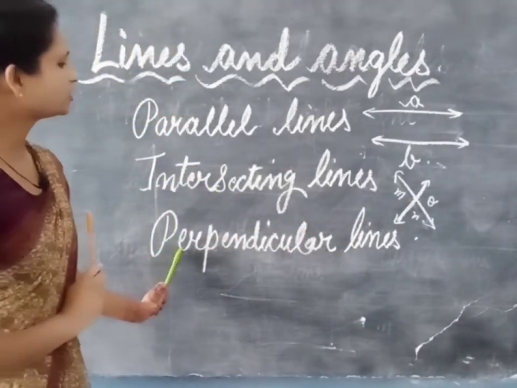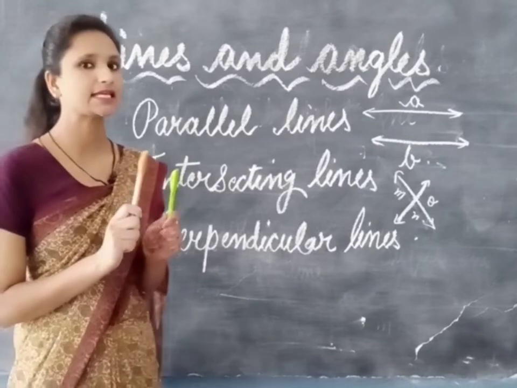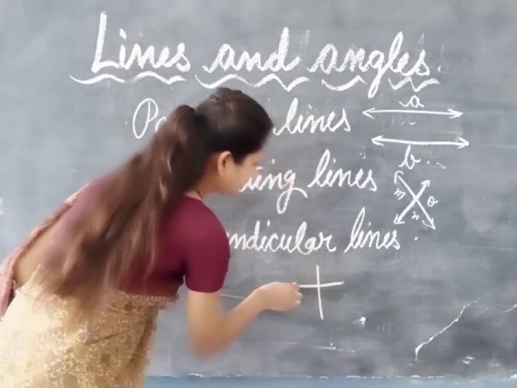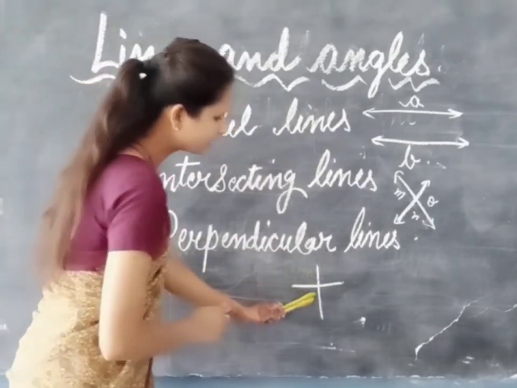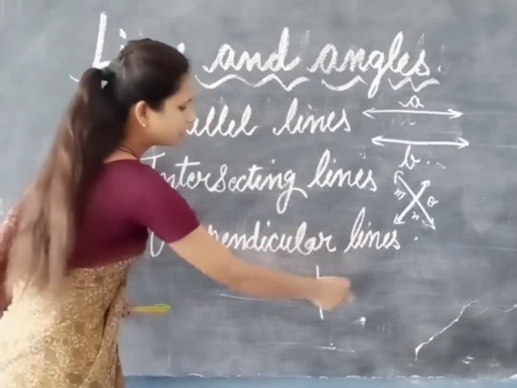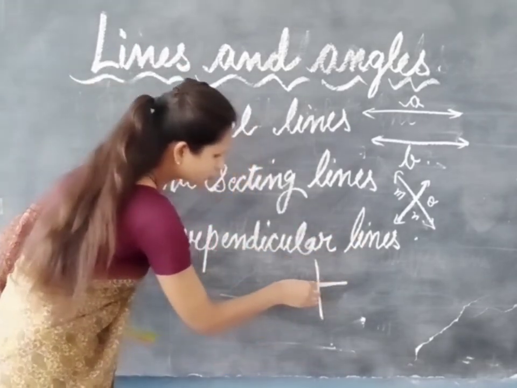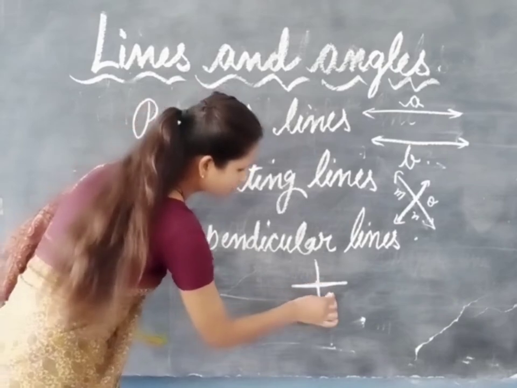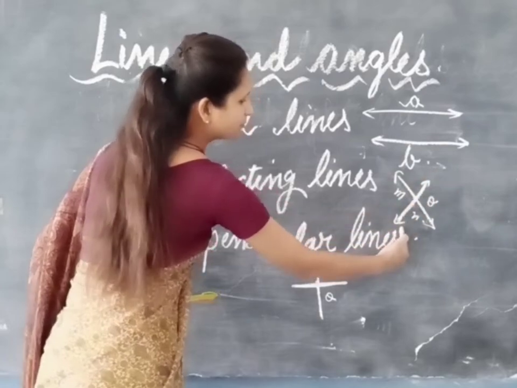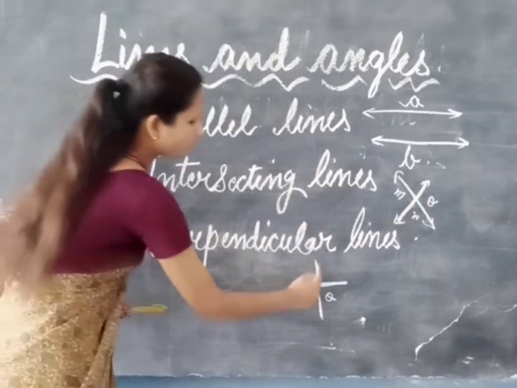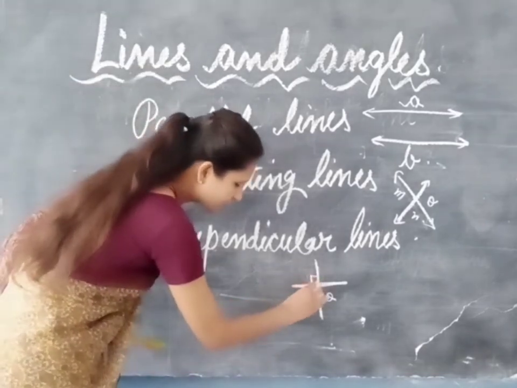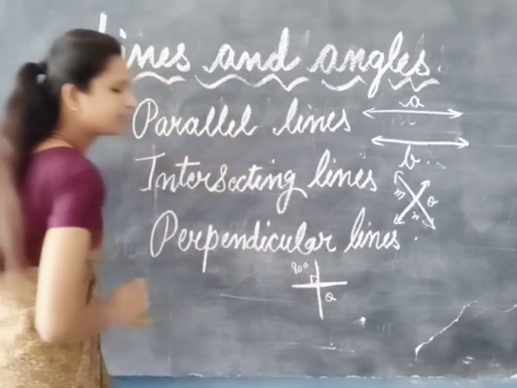Now what are perpendicular lines? The lines that intersect each other or cross each other, but they form a plus. They form a plus. These are called perpendicular lines. These lines are crossing and meeting at point O, suppose, but they are forming a plus. It is forming a sign of multiplication, intersecting line. It is forming a sign of plus, perpendicular line, and it has an angle of 90 degrees.